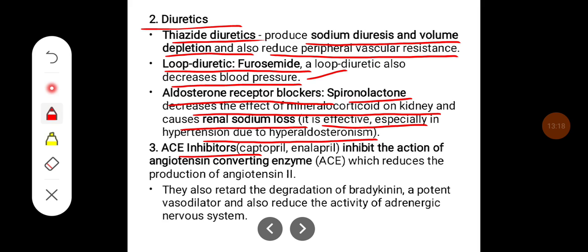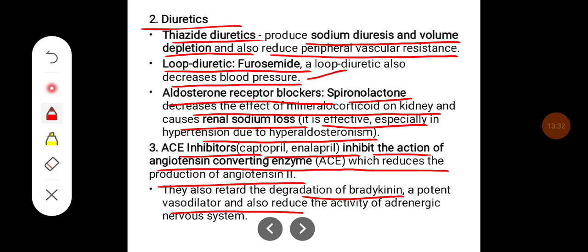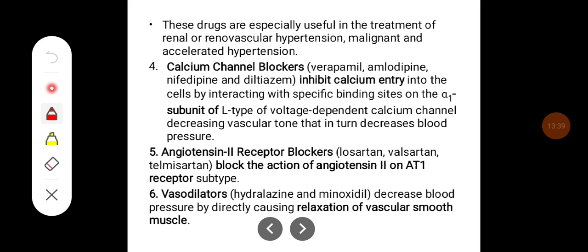Then ACE inhibitors like captopril and enalapril inhibit the action of angiotensin converting enzyme, which reduces the production of angiotensin 2. They also retard the degradation of bradykinin, a potent vasodilator, and also reduce the activity of the adrenergic nervous system. These drugs are especially useful in the treatment of renal or renovascular hypertension, and malignant and accelerated hypertension.